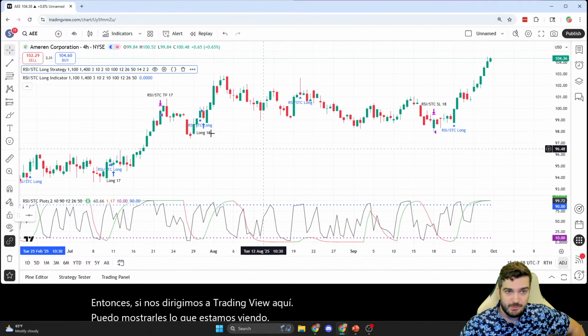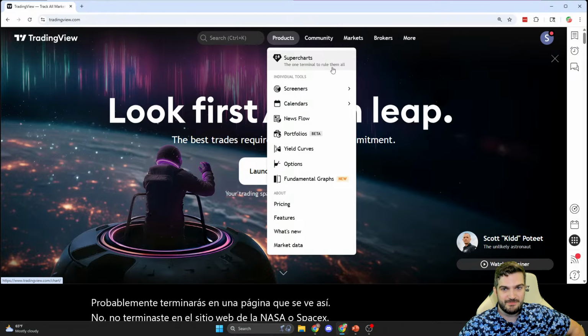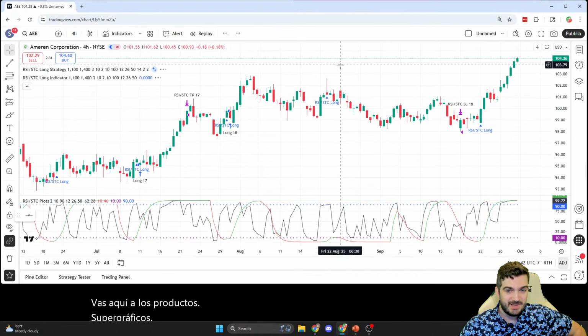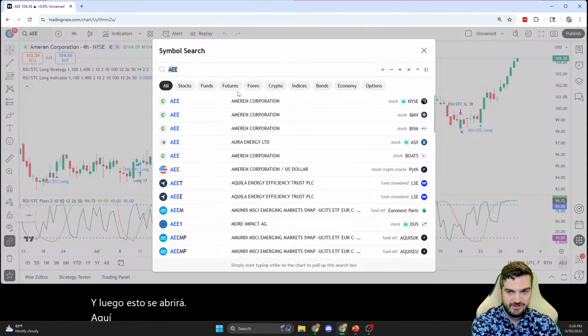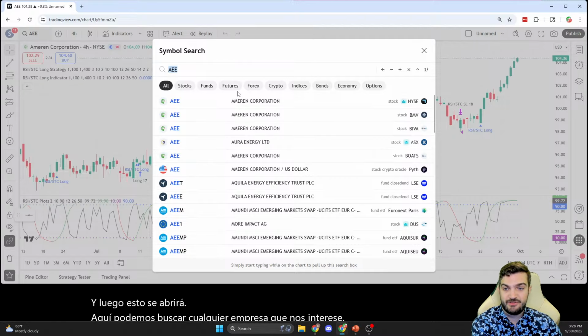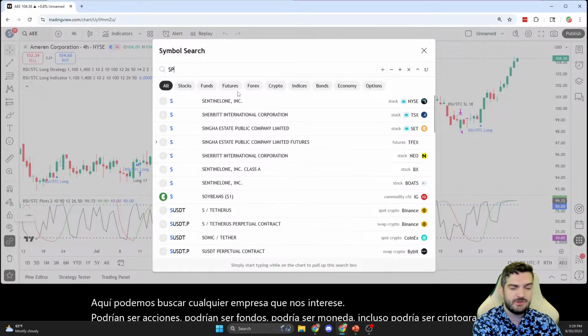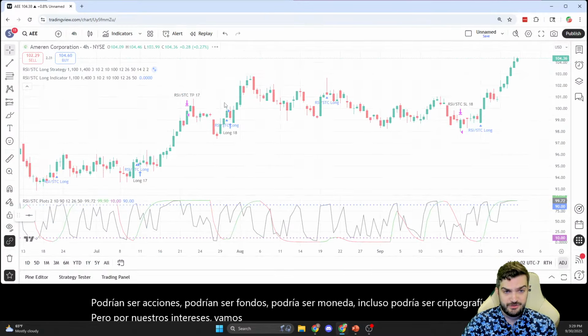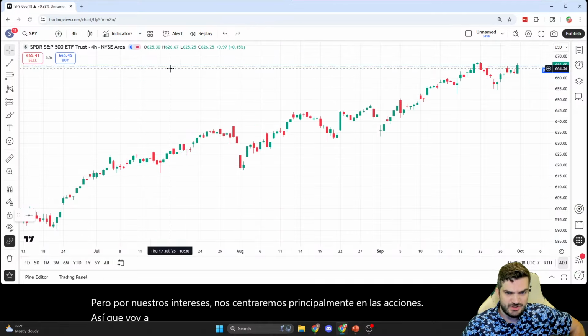So if you've never been to TradingView before, you're probably going to end up on a page that looks like this. No, you didn't end up on NASA or SpaceX's website. You go here to Products, Supercharts. And then this will open up your chart viewer. Here we can search for any company that we're interested in. It could be stocks, it could be funds, it could be currency, it could even be crypto. But for our interests, we're going to focus mostly on stocks. So I'm going to quickly hide these indicators so we're all just looking at the same thing.